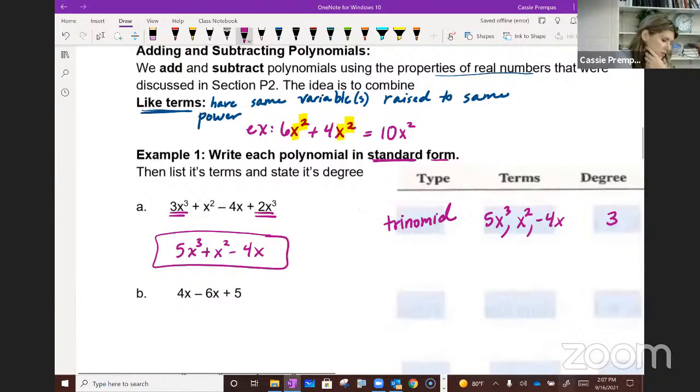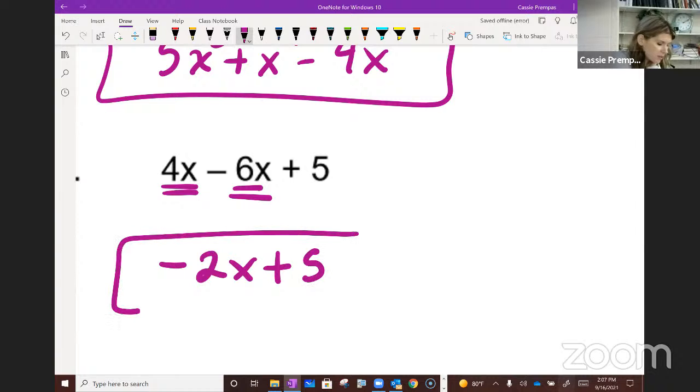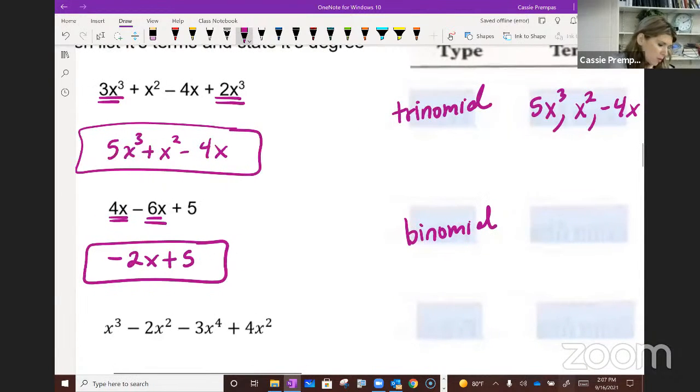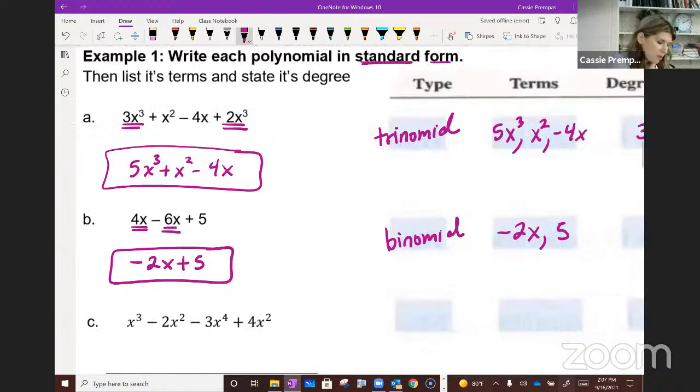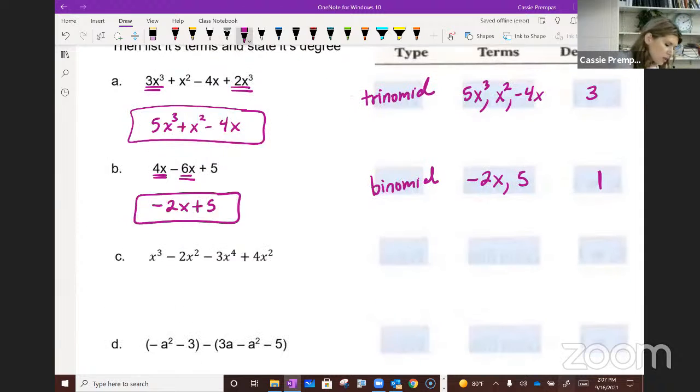All right, letter B. What's 4x plus negative 6x? Oh, I think plus, but yeah, you could look at it as 4x minus 6x. Good, negative 2x. So we have negative 2x plus 5. That's in standard form. What type of polynomial would this be? Nice, binomial, because there's two terms. Distinguish the terms. You would have negative 2x and 5. And what would be the degree of this binomial? Nice.